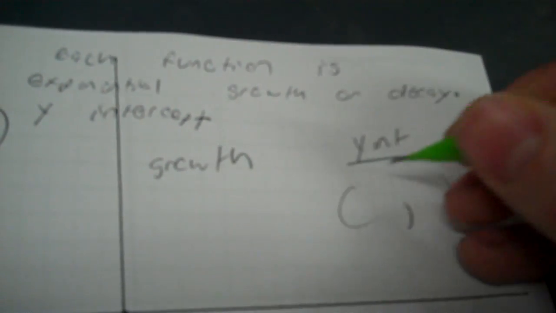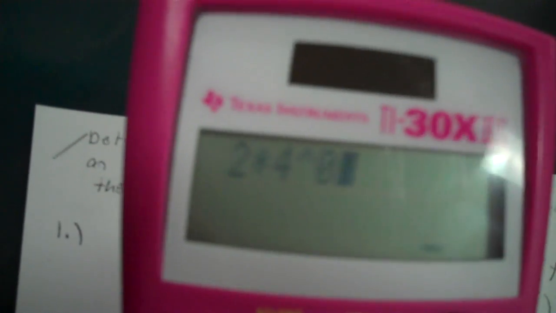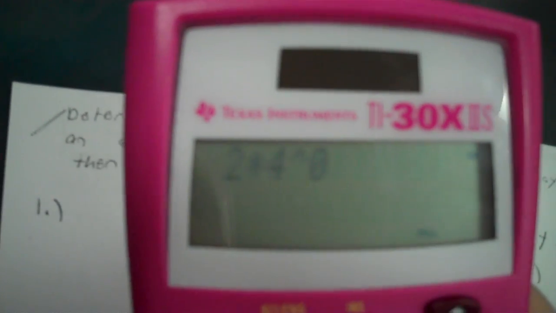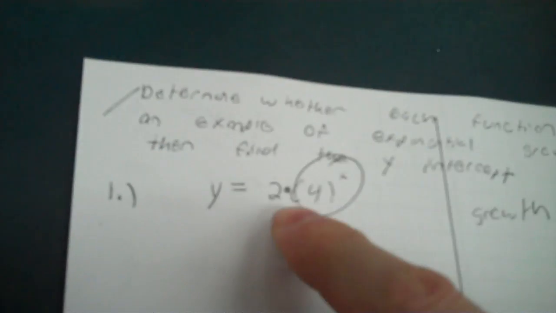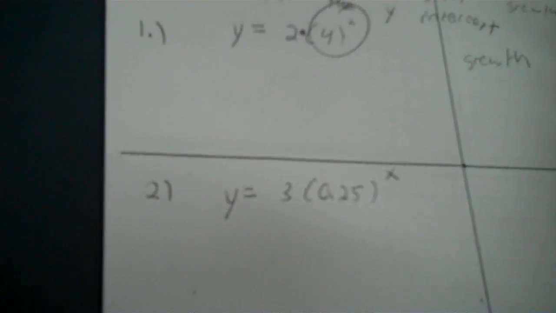Now your y-intercept is easy to find. You simply make a coordinate where your x is 0. And then I take 2 times 4 to the power, I insert 0 in for x, but anything to the 0 is 1, and if I take it times 2, it's 2. It's no coincidence that it always ends up being that initial amount, okay? So those are your two answers.